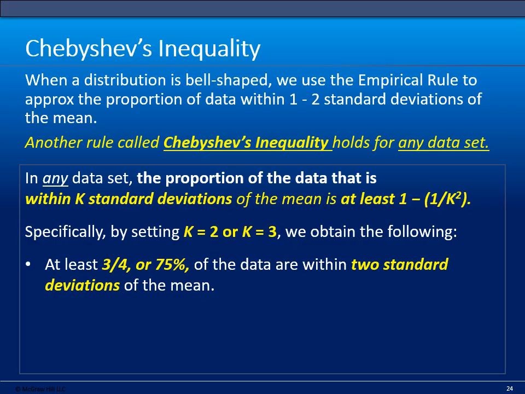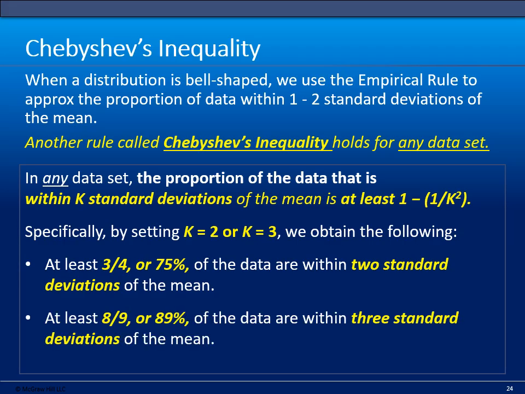If we do the same thing for 3, 1 over 3 squared is 1 over 9. 1 minus 1 over 9 is 8/9. So 8/9 or 89% of the data is within 3 standard deviations. So again, we only really use this within 1, 2, or 3 typically for anything.